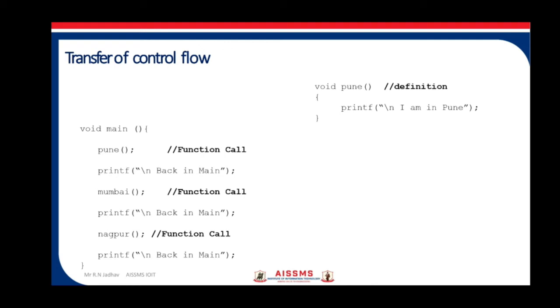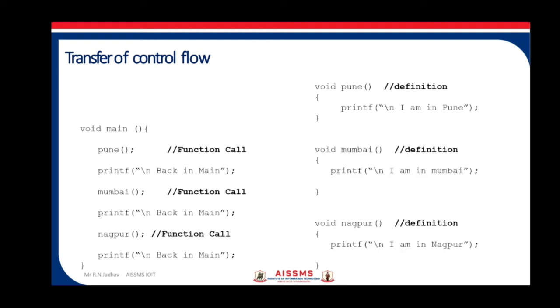In Pune, I am just printing that I am in Pune. Likewise, I have defined all three functions. Now these three are function prototypes. As we have discussed, these are the first lines of your function definition. So you can simply copy the first lines of your function definition and end them with a semicolon. That becomes your function prototype.